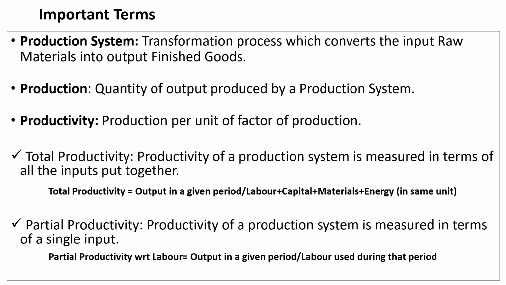What is partial productivity? Partial productivity is the productivity of a production system as measured in terms of a single input. So if we define partial productivity with respect to labor, then it is equal to output in a given period divided by labor used during that period, and both output and input are to be expressed in the same unit.